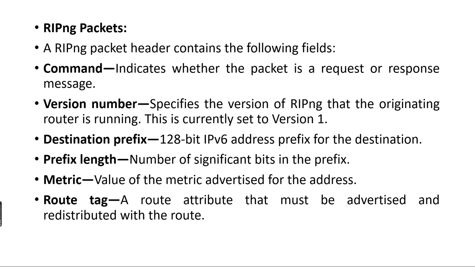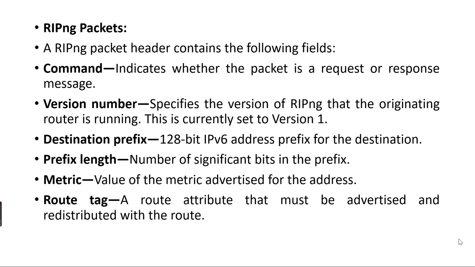And finally, the route tag field. So this is a route attribute. This should be advertised and redistributed with the route. Especially, the route tag distinguishes the external RIPng routes from the internal RIPng routes. And this is helpful when the routes must be redistributed across an exterior gateway protocol. So for that purpose, this route tag plays a major role.